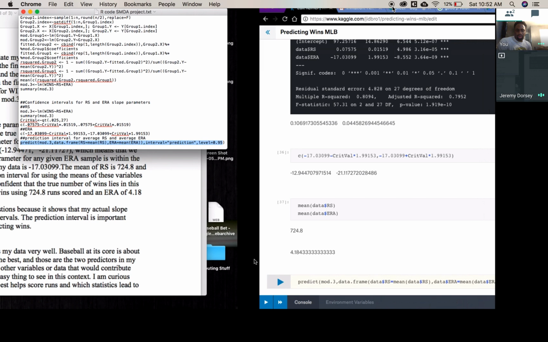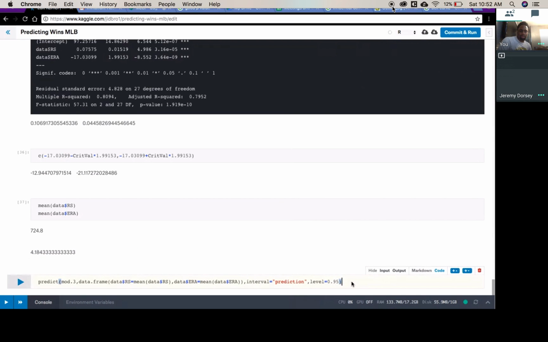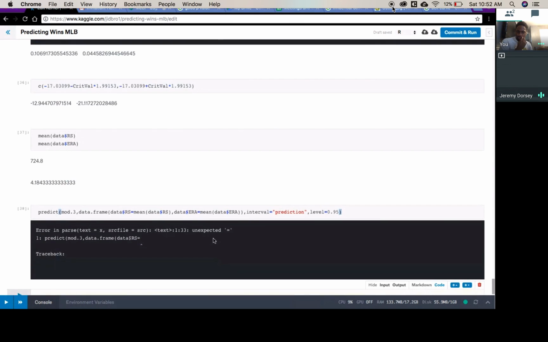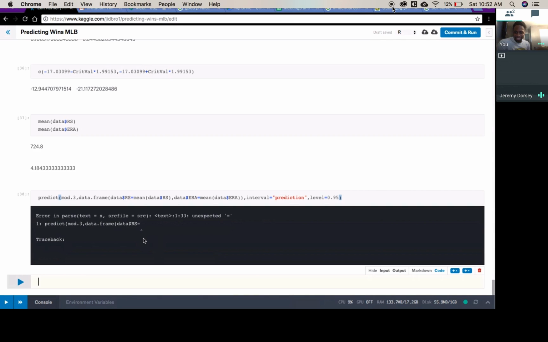Did I miss a closing parenthesis? I did. I missed a closing parenthesis. And so when we run this, we have an error because that's not very fun. Unexpected equal sign. Go back. Unexpected equals.